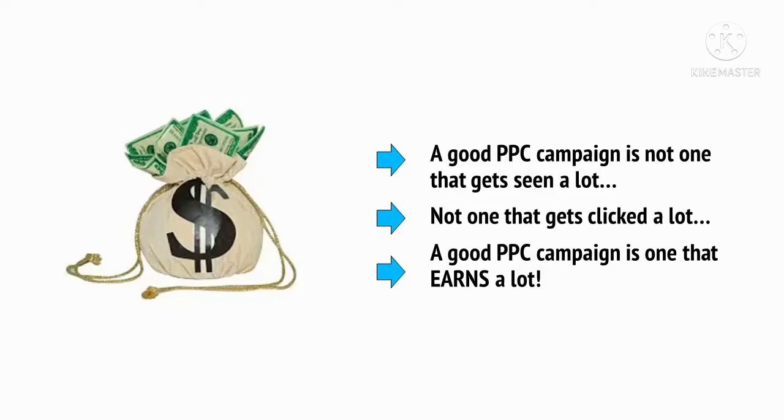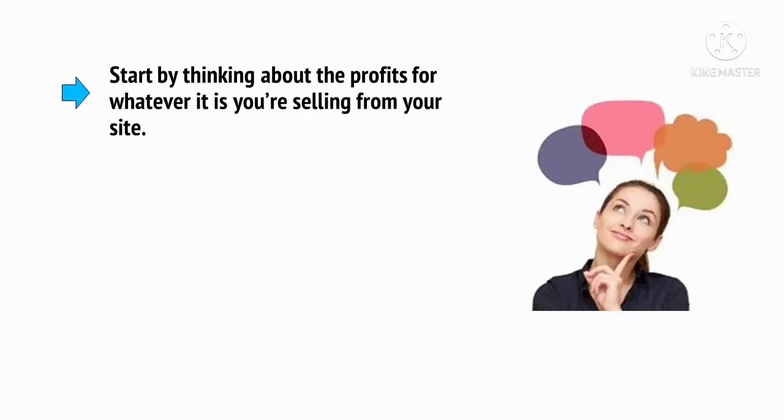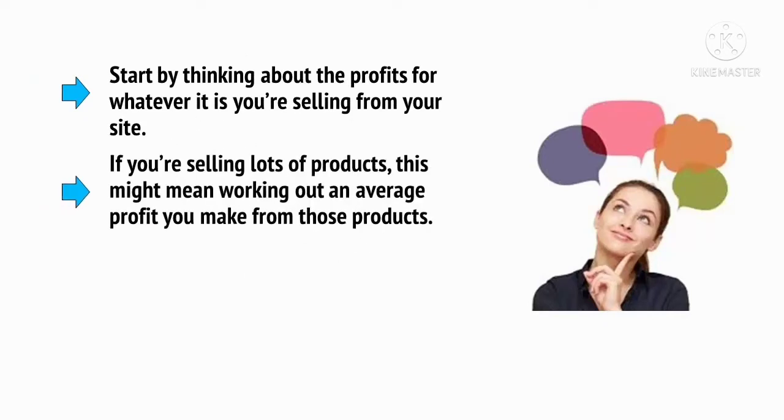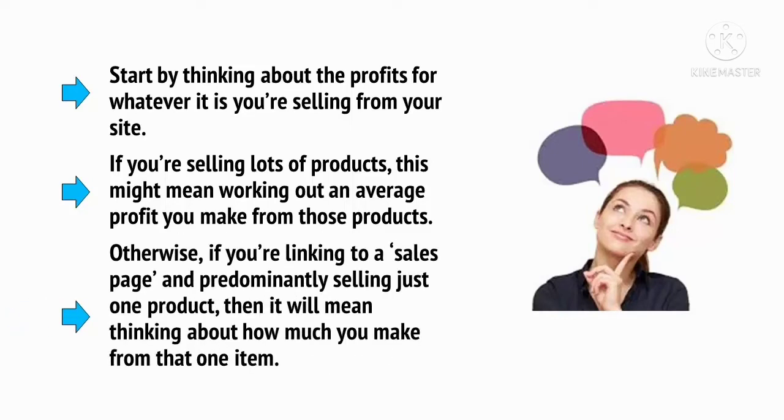This means it's impossible to separate your PPC strategy from your general business model, and it makes it very important to think about your budget, your costs, and your profit margins whenever you set up a campaign. So start by thinking about the profits for whatever it is you're selling from your site. If you're selling lots of products, this might mean working out an average profit you make from those products. Otherwise, if you're linking to a sales page and predominantly selling just one product, then it will mean thinking about how much you make from that one item.